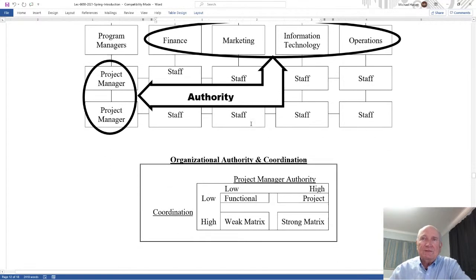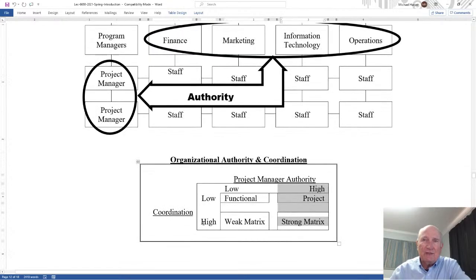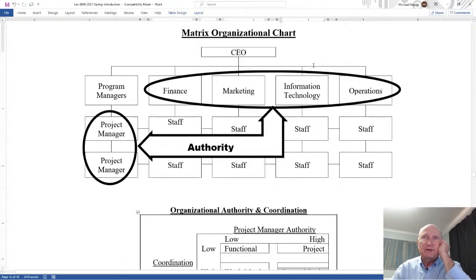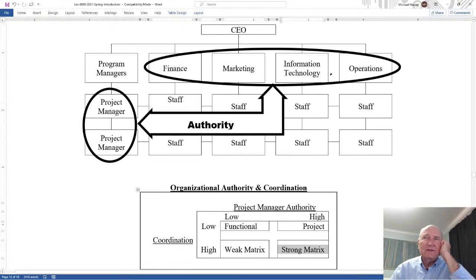Okay, and so the project management authority, the low is on functional and weak matrix. The high is a project and strong matrix. And so within the matrix here, the weak is where the functional has more authority than the project managers. And the high, a strong matrix, is where the project has more authority than the line managers and the functional managers. Okay, but you want to balance it. You need to balance it so that it's a balanced organization.